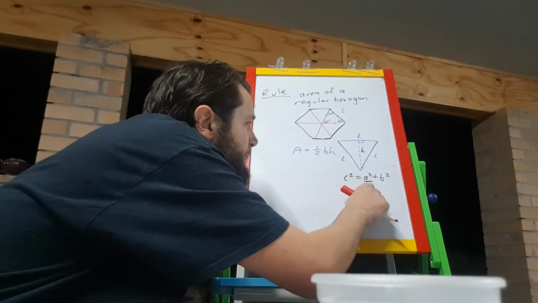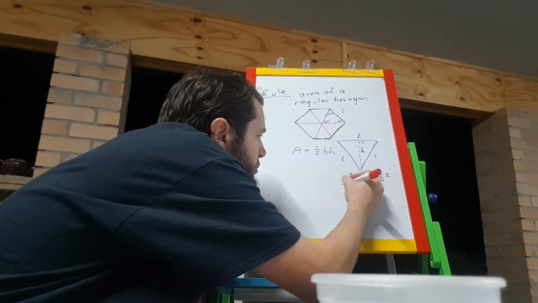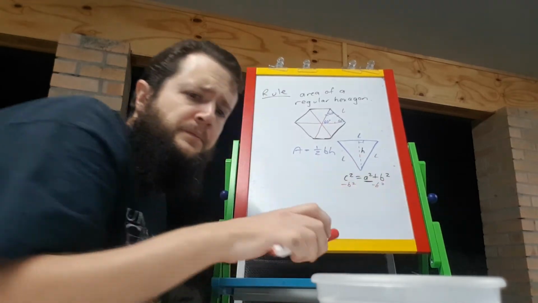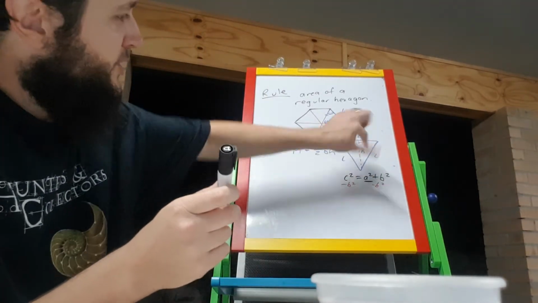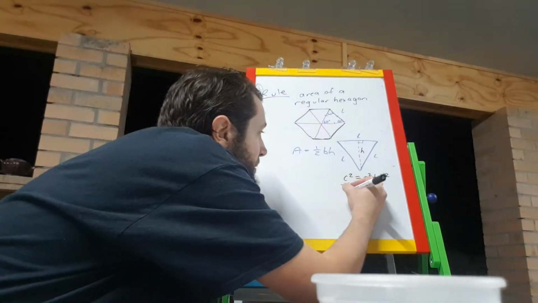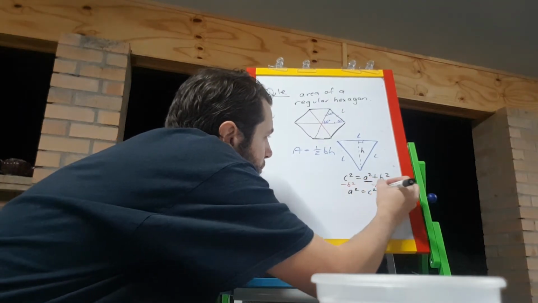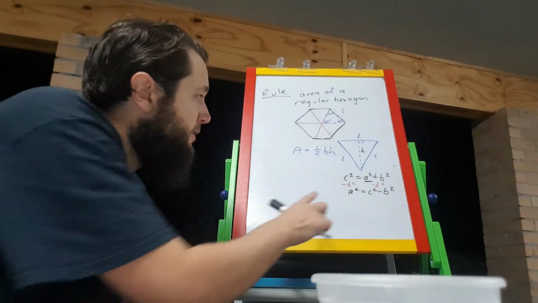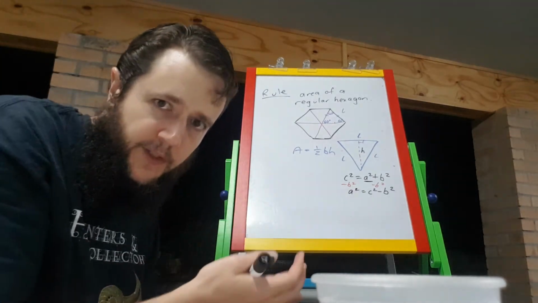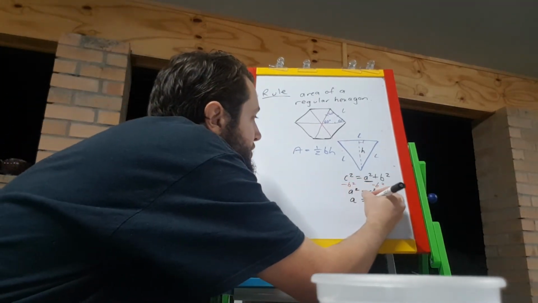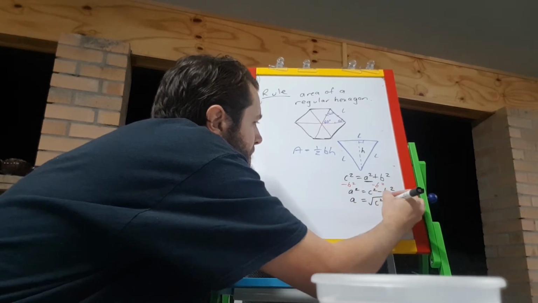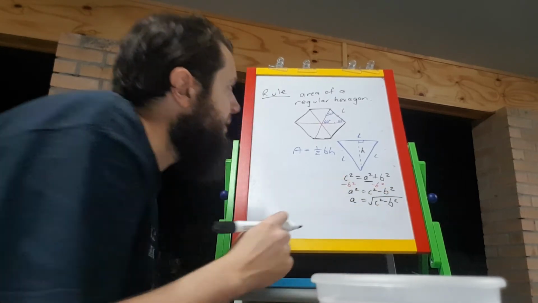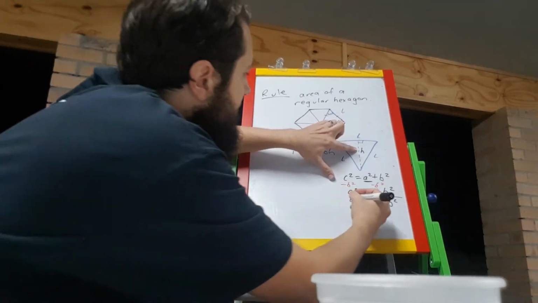To get a squared by itself, I can subtract b squared from both sides. I'm going to swap sides here as well. So that gives me a squared is c squared subtract b squared. To get an expression for just a, the opposite of squaring is a square root. So you get a is the square root of c squared take b squared. Now in our particular situation, we're after this side h.